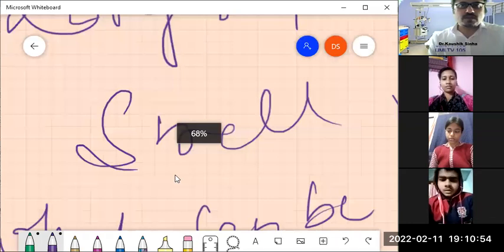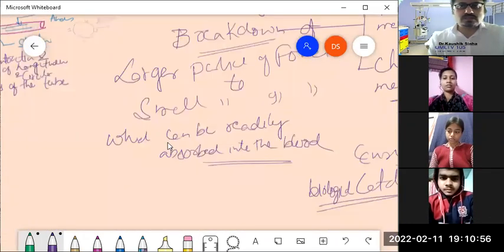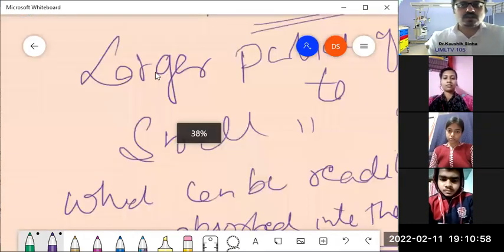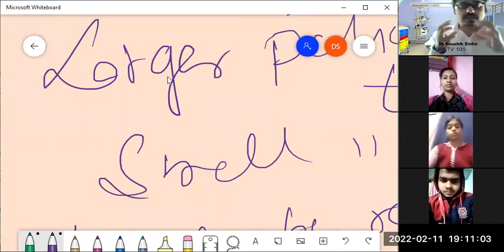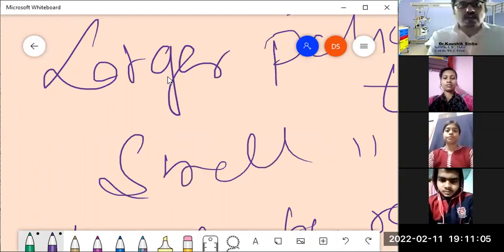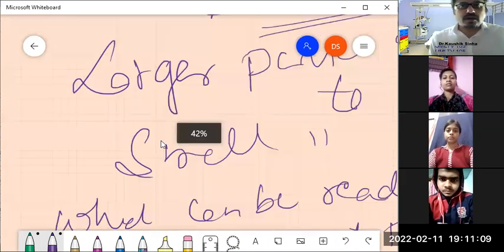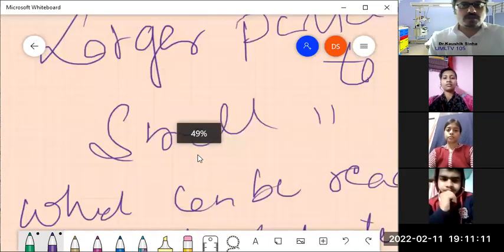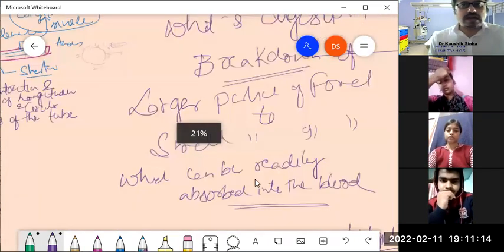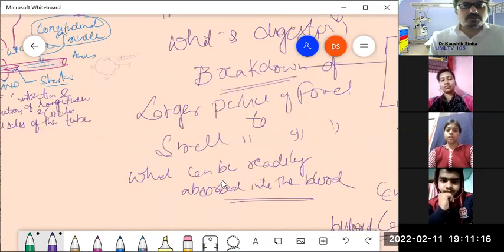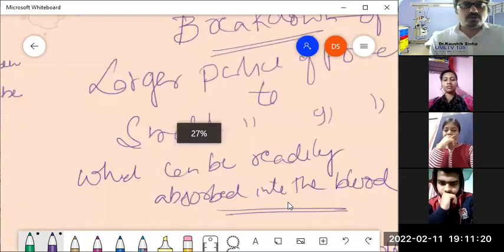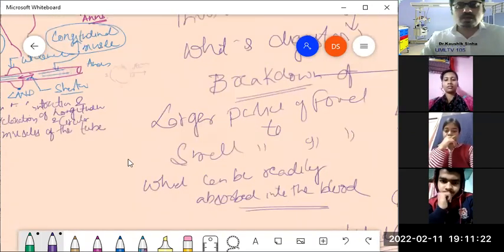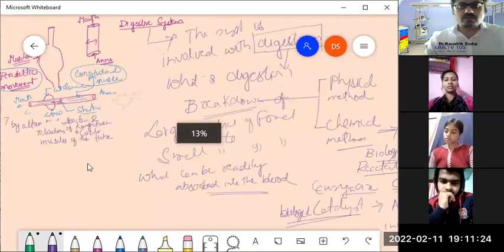How small or how large, that I also explained. Large means as much as the oral cavity, the cavity inside the mouth, can accommodate. And small means small to that level which can be readily absorbed into the blood. So that is exactly written out here: which can be readily absorbed into the blood. It should be so very small that it becomes very easily absorbed into the blood.